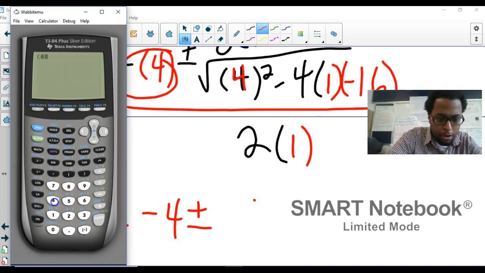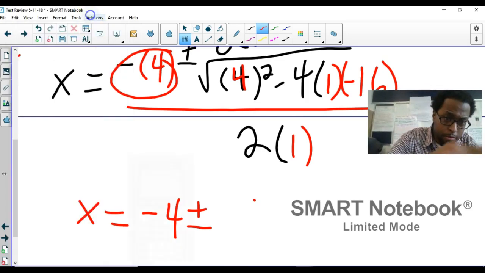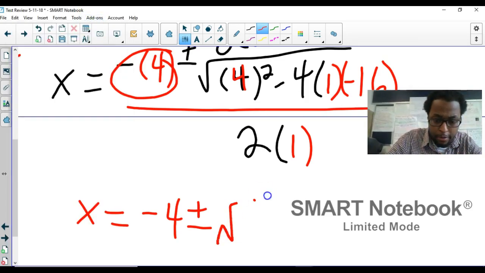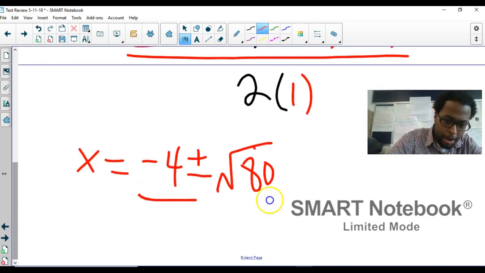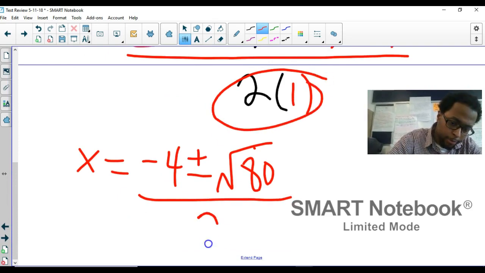4 squared minus 4 parentheses 1, close parentheses, open parentheses again, negative 16. And I should have my answer being 80. So, radical 80 divided by, and 2 times 1 is simply 2.